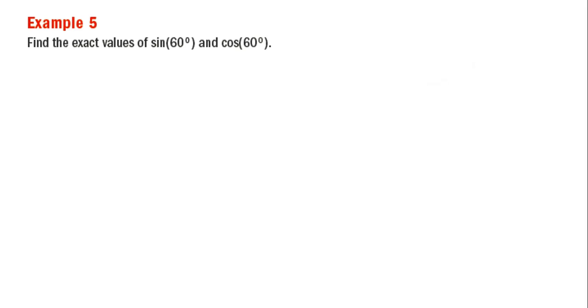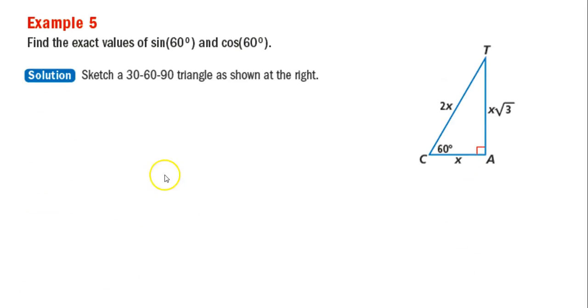So what we're going to do here is use our 30, 60, 90 triangle to find the exact values of these, because with sine and cosine ratios, we're talking about right triangles, so there has to be a 90-degree angle here. One of the angles obviously has to be 60 because we're asked to find the sine and cosine of 60. And then that last angle has to be 30 because a triangle has 180 degrees. So here's our 30, 60, 90 triangle that we've seen before. The right angle's right here.